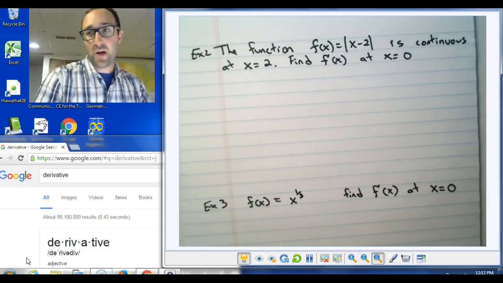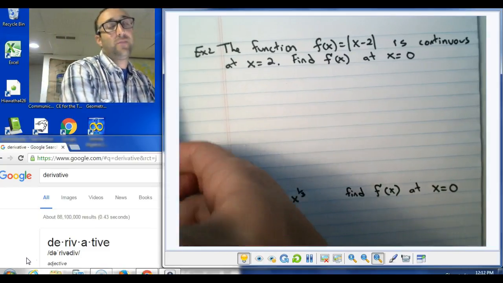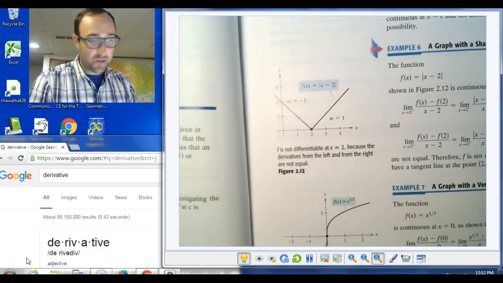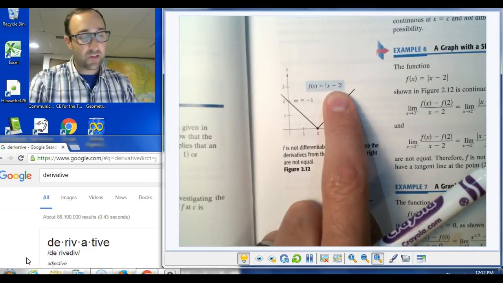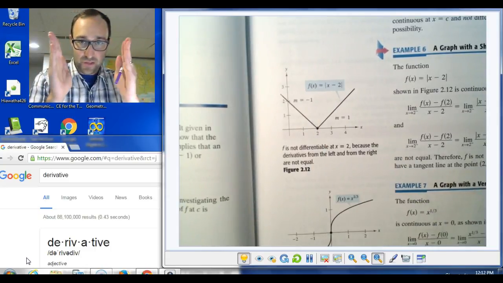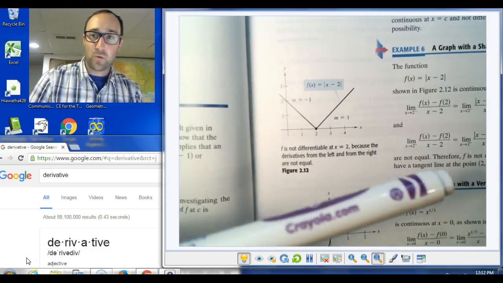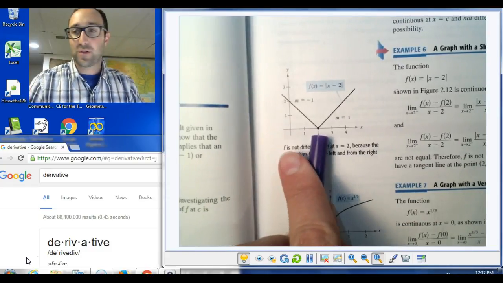Find f prime of x at x equals 2. Okay, so we're looking at this absolute value function. That minus 2, which way did it shift? Because it's minus 2 inside those absolute value signs, that means it moved this way, right? So it should be 0, 0, moved it to 2, 0.